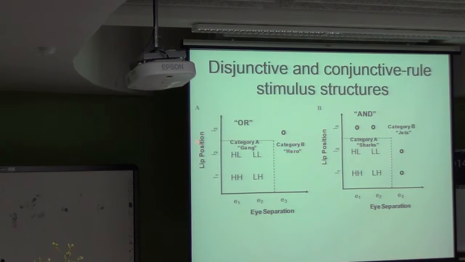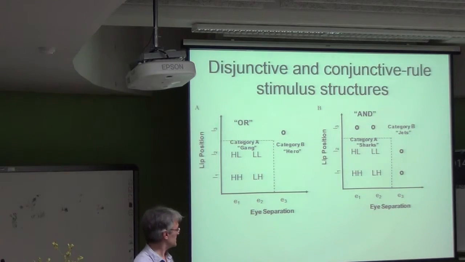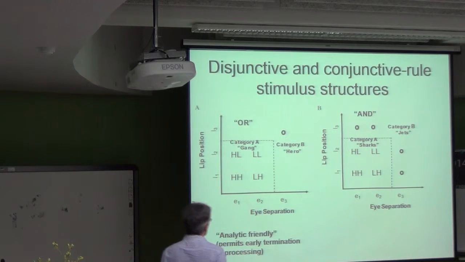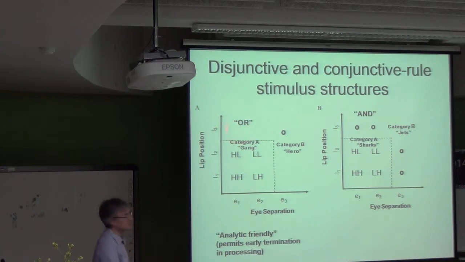Likewise, you can do the same thing for the other dimension, if you consider the first. This is the case when you process information in sequence. If you process information in parallel, the first dimension that finishes will trigger the response. So this is why we said this approach, this OR stimulus, disjunctive category stimulus structure, is analytic friendly. It goes well with analytic type of processing.